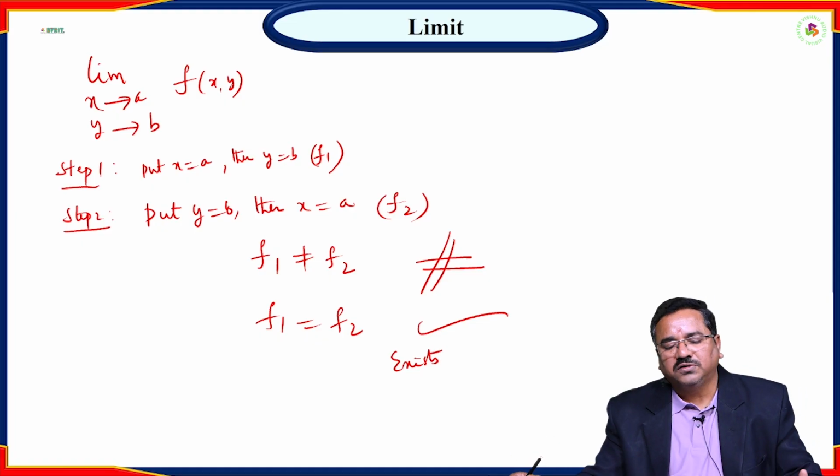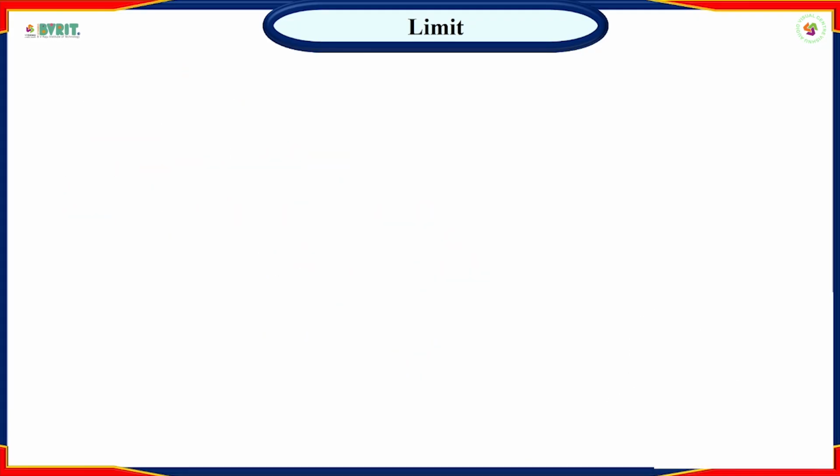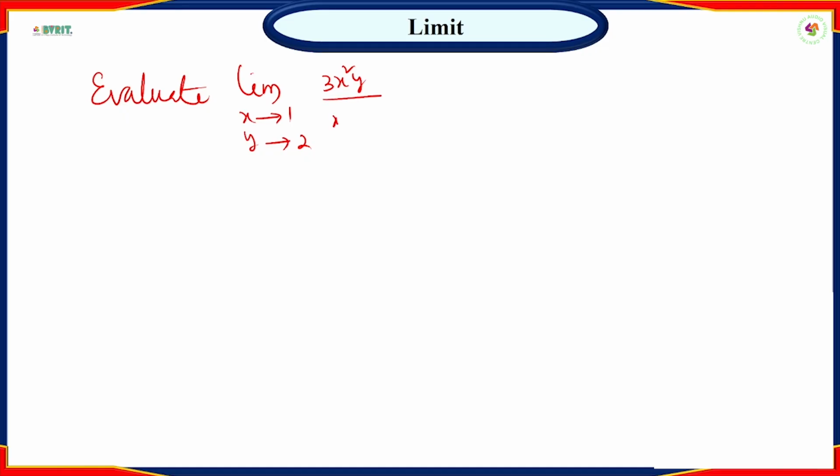Okay, if other than origin is given. We will go to one problem quickly. For example, compute or evaluate the limit as x tends to 1, y tends to 2, of 3x square y by x square plus y square plus 5. So this is the problem.